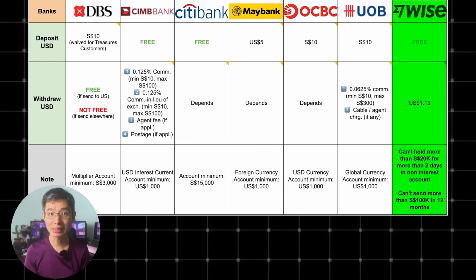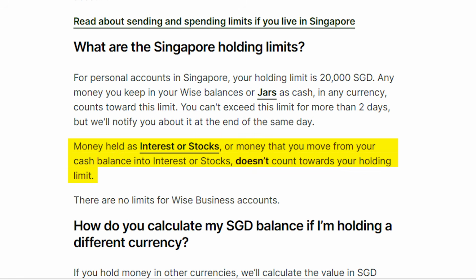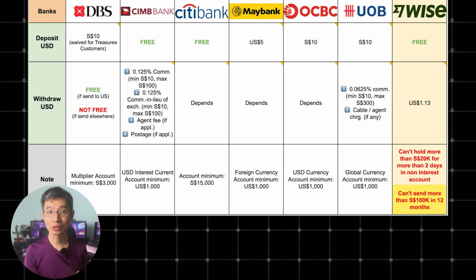Though, of course, WISE isn't perfect and comes with a few limitations. Because of MAS regulations, you can't hold more than 2,000 SGD worth of account value in your WISE balance for more than 2 days. Fortunately, there is a simple workaround. If you move the money into a WISE interest account, this balance limit doesn't apply. Another restriction is that you can't send or spend more than 100,000 SGD within a 12-month period. So, if you need to send a bigger amount, then it's better to use one of the banks instead.